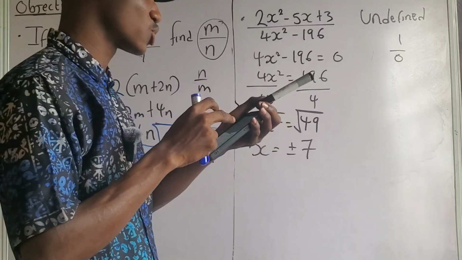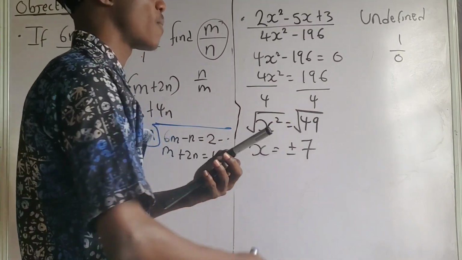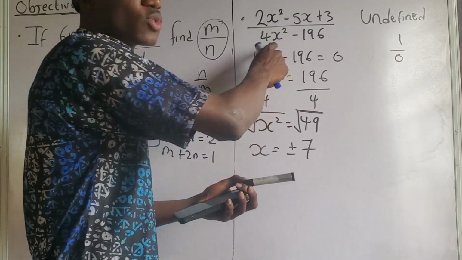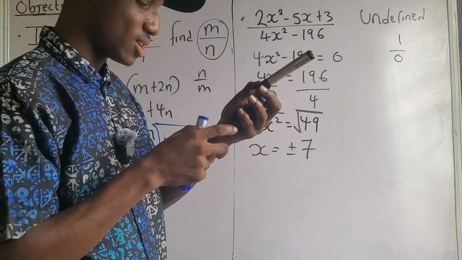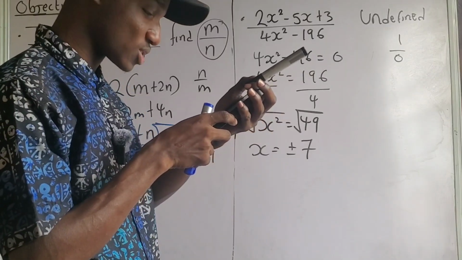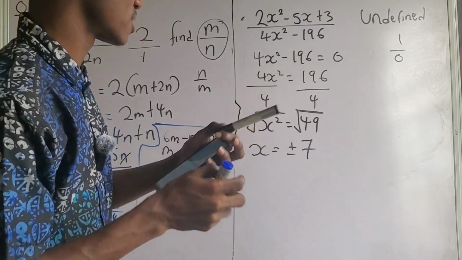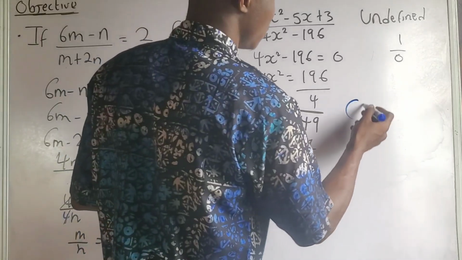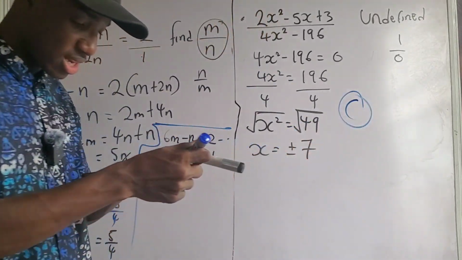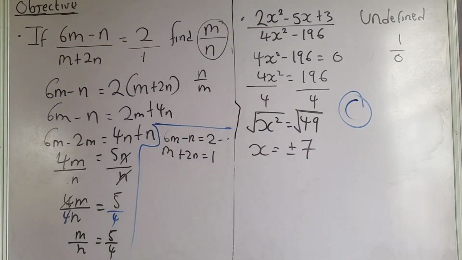You will discover that if you substitute the value of x as plus or minus 7, you are going to have the denominator as 0. Do you understand? So the correct option to that question is option C. Option C is correct. Okay, let us proceed to the next question.